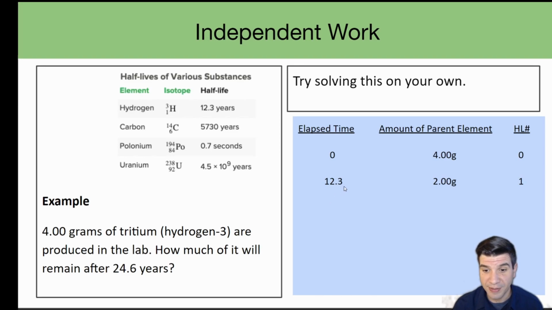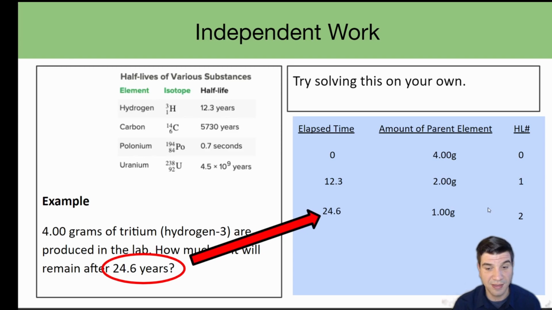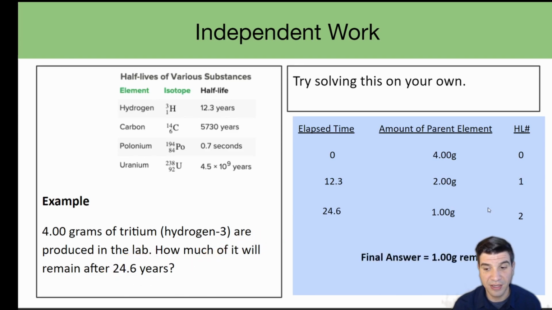Now we're just going to follow that pattern for the next one. So how much time has elapsed? Well, another 12.3 years, which will bring us to 24.6 years. The amount of parent element that remains will again be divided by 2. So we're going from 2.00 grams down to 1.00 grams. And our half-life will increment up by 1. So by our second half-life, 24.6 years have elapsed and 1.00 grams of the parent element remain. So again, it was 24.6 years we were looking for, and you'll notice we hit that. So our final answer is 1.00 grams will remain.